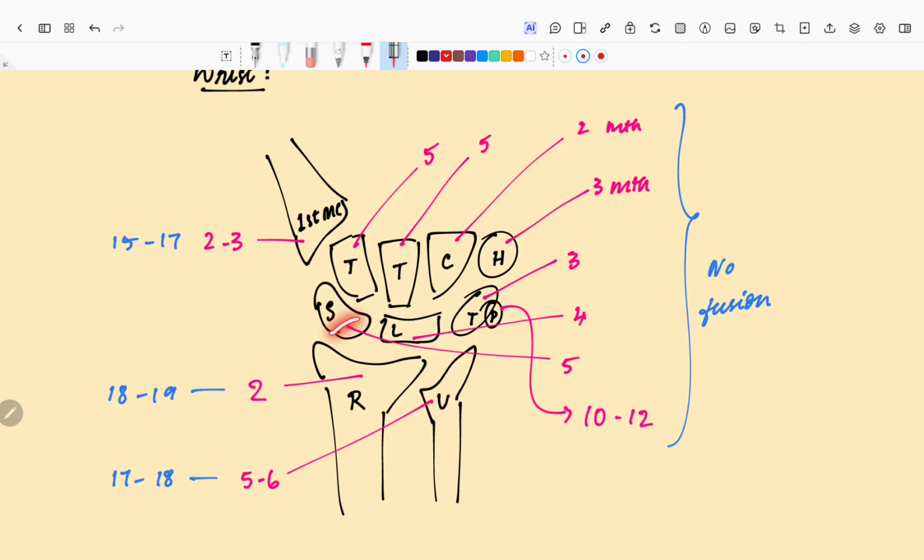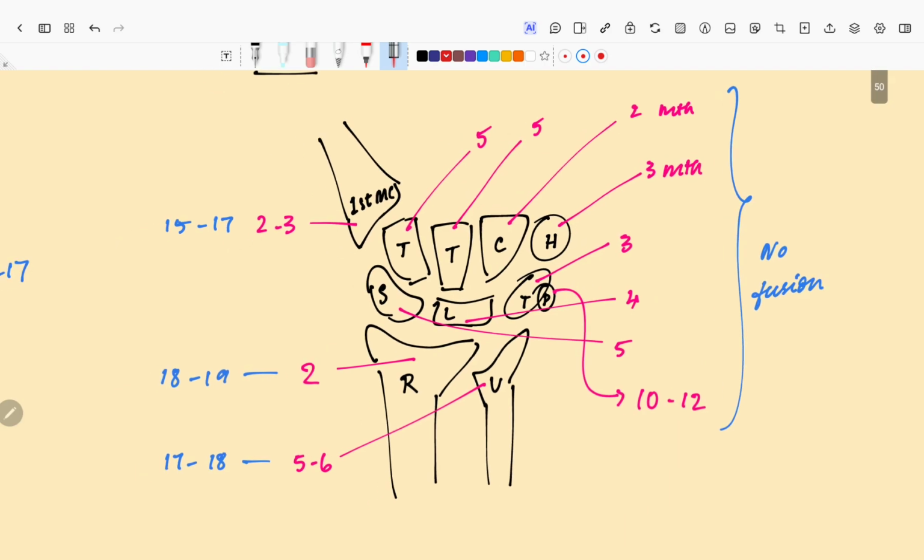Okay, so scaphoid comes at 5 years, and then along with scaphoid there's a trapezium and trapezoid, which also come at 5 years. Then the last bone to appear is pisiform, which comes at 10 to 12 years. You can remember this. So if you see a pisiform bone which has appeared, that means the person is more than 10 years. And all of these bones don't have any fusion, they just appear and they're separated bones.